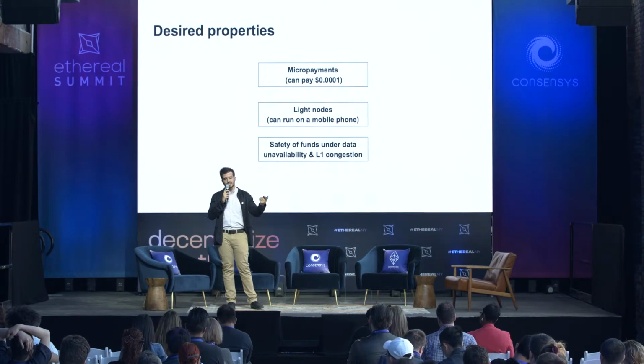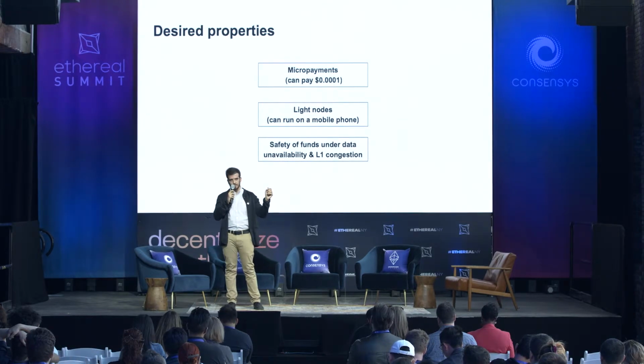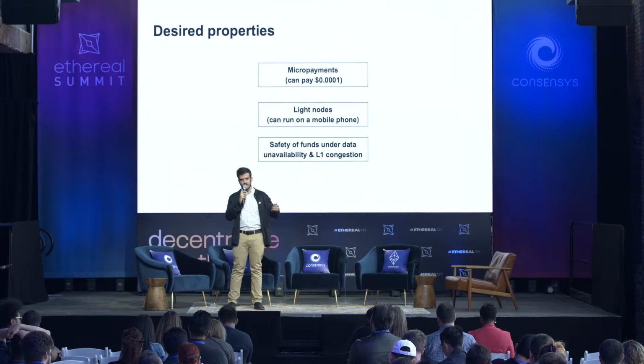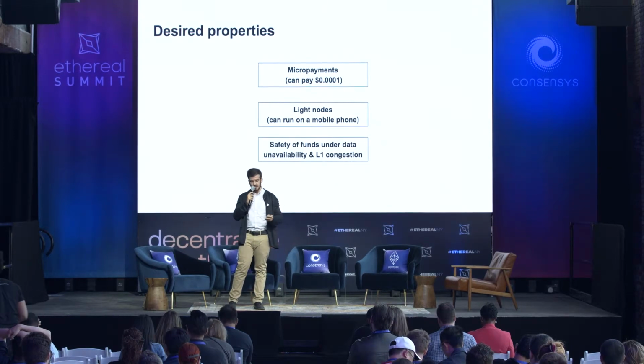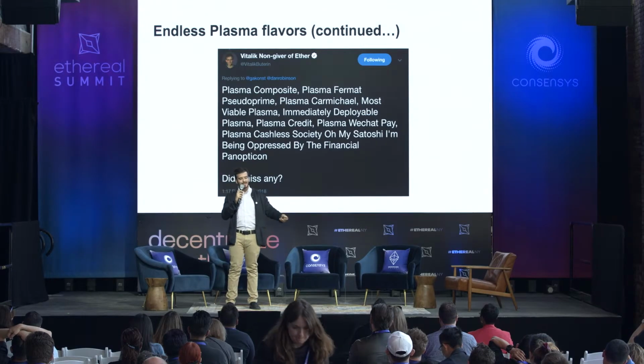The final desired property of Plasma is maintaining security while data is unavailable. The data availability problem is a very interesting topic, but it's a bit out of scope. But I suggest that you try to find the fake Plasma variants in this slide. It's not trivial to do. What happened was that in 2017, Vitalik and Joseph published the Plasma paper, and they started the madness of Plasma XYZ with all the naming. And it extends to a bunch of different ideas.